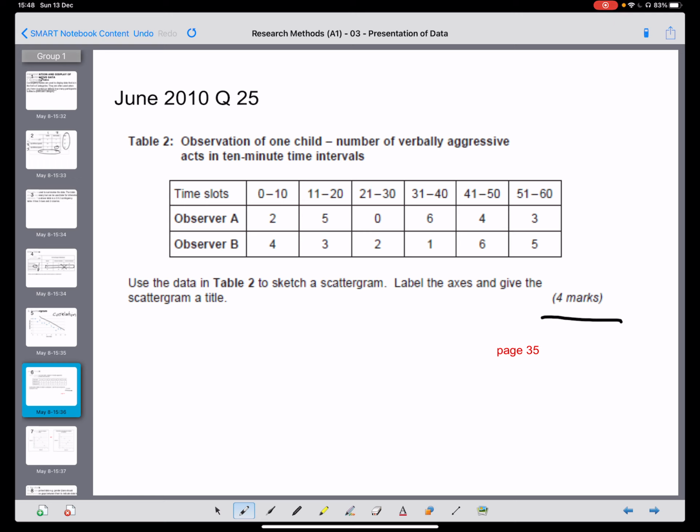But what makes this one even more challenging is that they actually tell you to draw a scattergram. In a different type of question, they could say, please draw the appropriate graph and give you a table of data, and then 1 mark would go to drawing the correct graph. Now they've told you it's a scattergram, so the 4 marks mean this is a difficult question. If you are not in school, I'd like you to stop the video now and attempt to draw this.